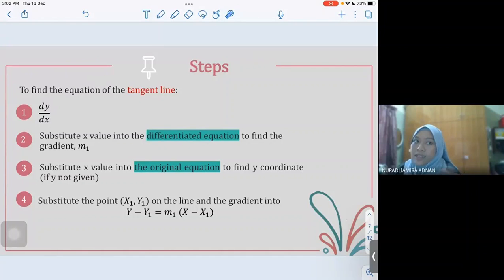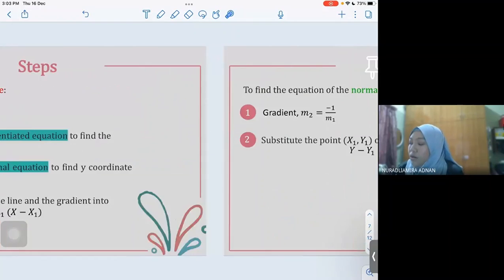Now let's see the steps to find the equation of a tangent line. I just make it simple and quick. You just need to memorize the rhythm: dy/dx, substitute x, find y, substitute formula. I repeat again: differentiate y, substitute x, find y, substitute formula. Okay? Can you get it?